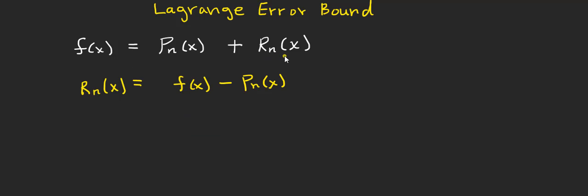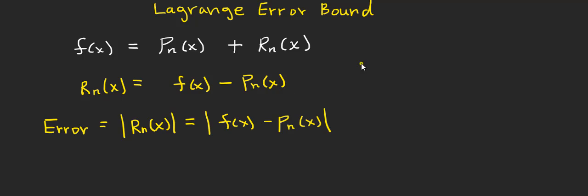Using this equation, we could say that r sub n of x is f of x minus p sub n of x. And note that when we make an approximation, it will give us an error. So the error turns out to be the absolute value of r sub n of x, which is going to be the absolute value of f of x minus p sub n of x. And note that these two are the same thing. Since these two are inside the absolute value, even if you change the order, they have the same value.